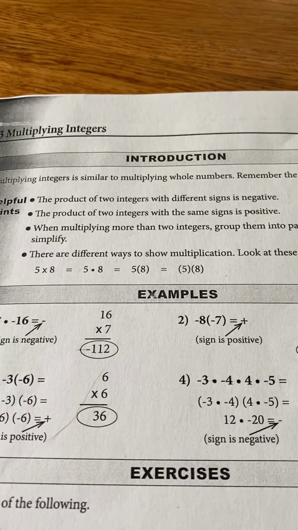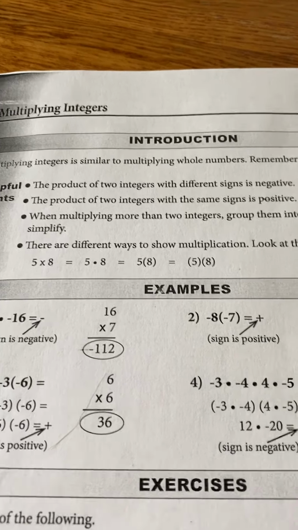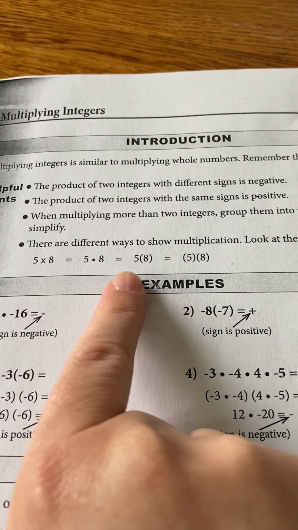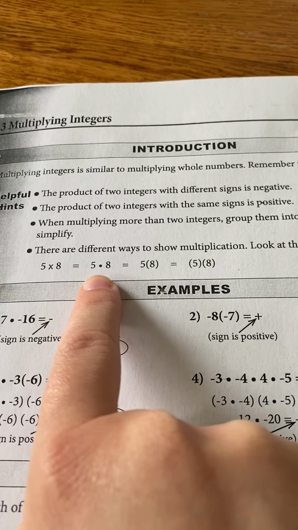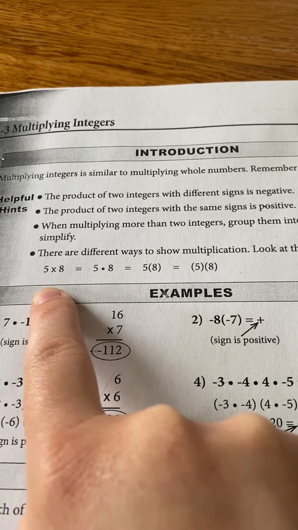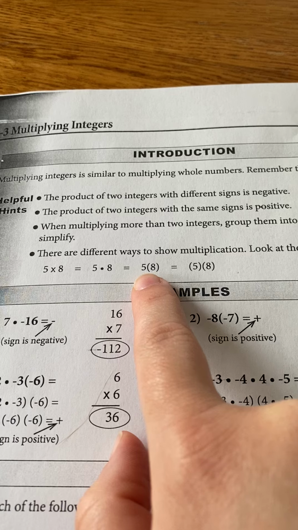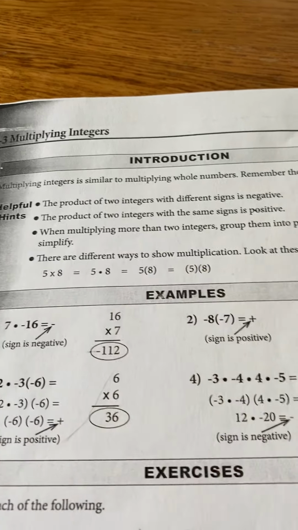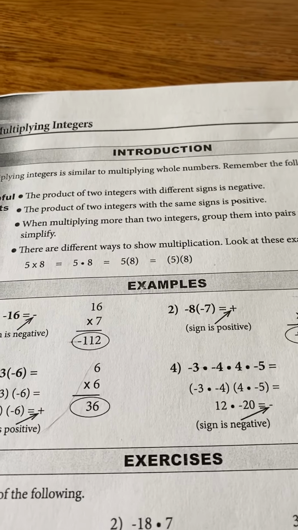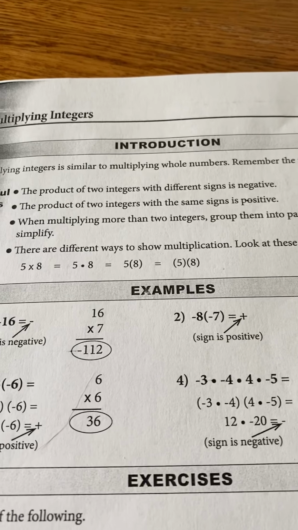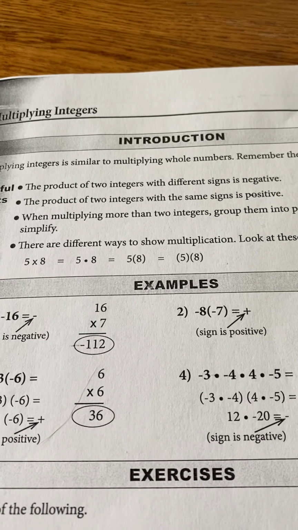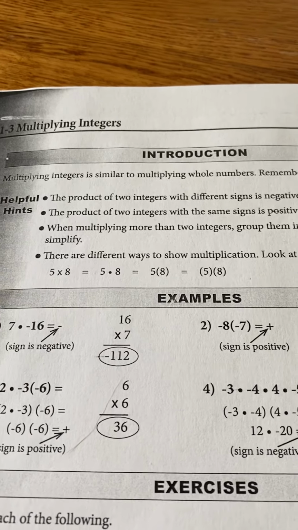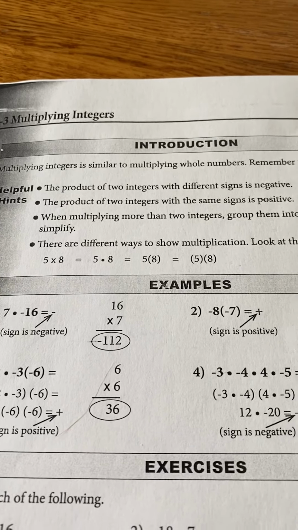There are different ways to show multiplication. Here's your example. You have 5 times 8, where it shows the dot, it means multiply. This one, the x means multiply. 5 with the parentheses, 5 times 8, and then both are in parentheses. All 4 of those examples mean multiplication. So if you see those, it's all going to be multiplication, and this worksheet is multiplying integers, so you're going to be multiplying the entire time.